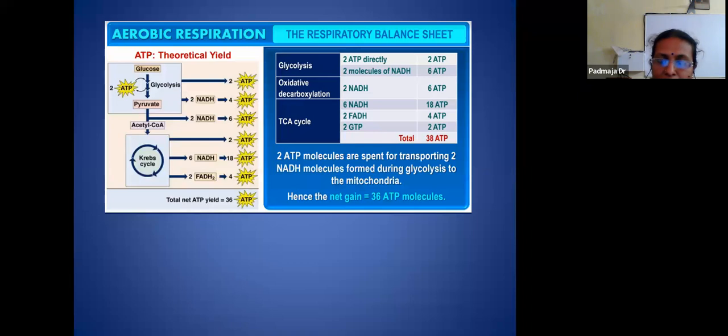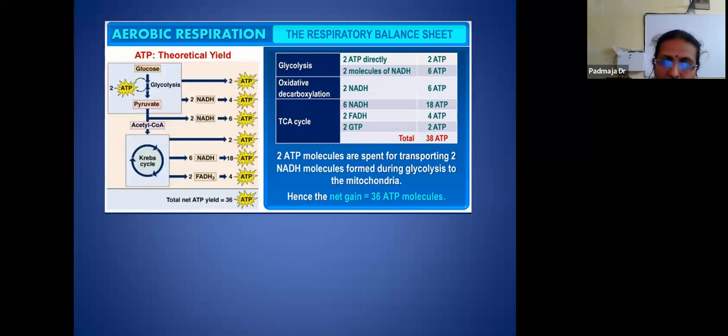In the TCA cycle, that means the Krebs cycle, 6 NADH are formed, 2 FADH2 are formed, and 2 GTP are formed. That means one pyruvic acid participates in this, and another pyruvic acid participates in the Krebs cycle. So 6 threes are 18. And FADH2 is equal to 2 ATP molecules, 2 twos are 4, and GTP is equivalent to 1 ATP, so 2 ATP. In total, 38 ATP are formed. So 2 ATP molecules are spent for transporting the 2 NADH molecules formed during glycolysis. Hence the net gain is 36 ATP molecules.